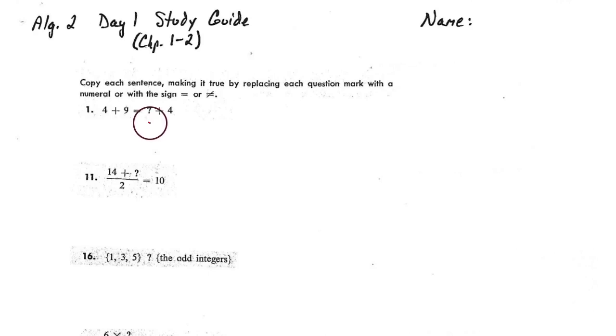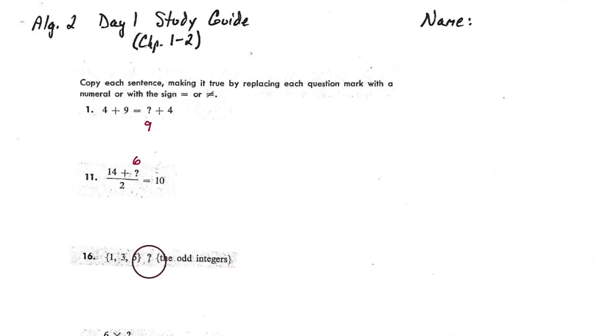So right here, we need to have the number 9, so that 4 plus 9 is equal to 9 plus 4. Number 11, the question mark is also located where we need a number. If the right side is 10 and we want the left side to be equal to 10, what do we need right here? Well, what do we need for the numerator so that when you divide by 2, you get 10? The numerator has to turn out to be 20. Knowing that, we can figure out that the question mark has to be a 6.